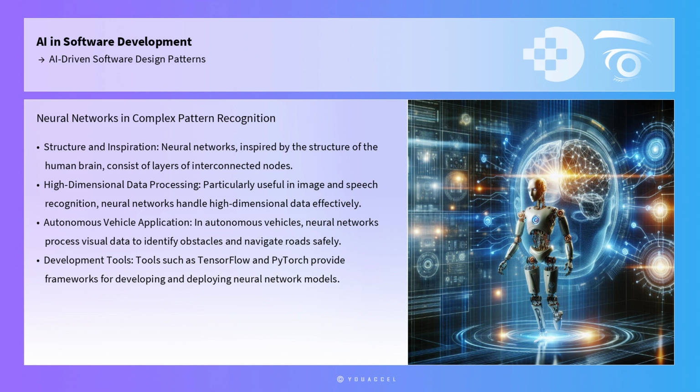Another critical design pattern is the use of neural networks for complex pattern recognition tasks. Neural networks, inspired by the structure of the human brain, consist of layers of interconnected nodes that process data inputs and produce outputs. They are particularly useful in applications that require high-dimensional data processing, such as image and speech recognition. A practical application of this pattern is in autonomous vehicles, where neural networks are used to process visual data from cameras to identify obstacles and navigate roads safely.